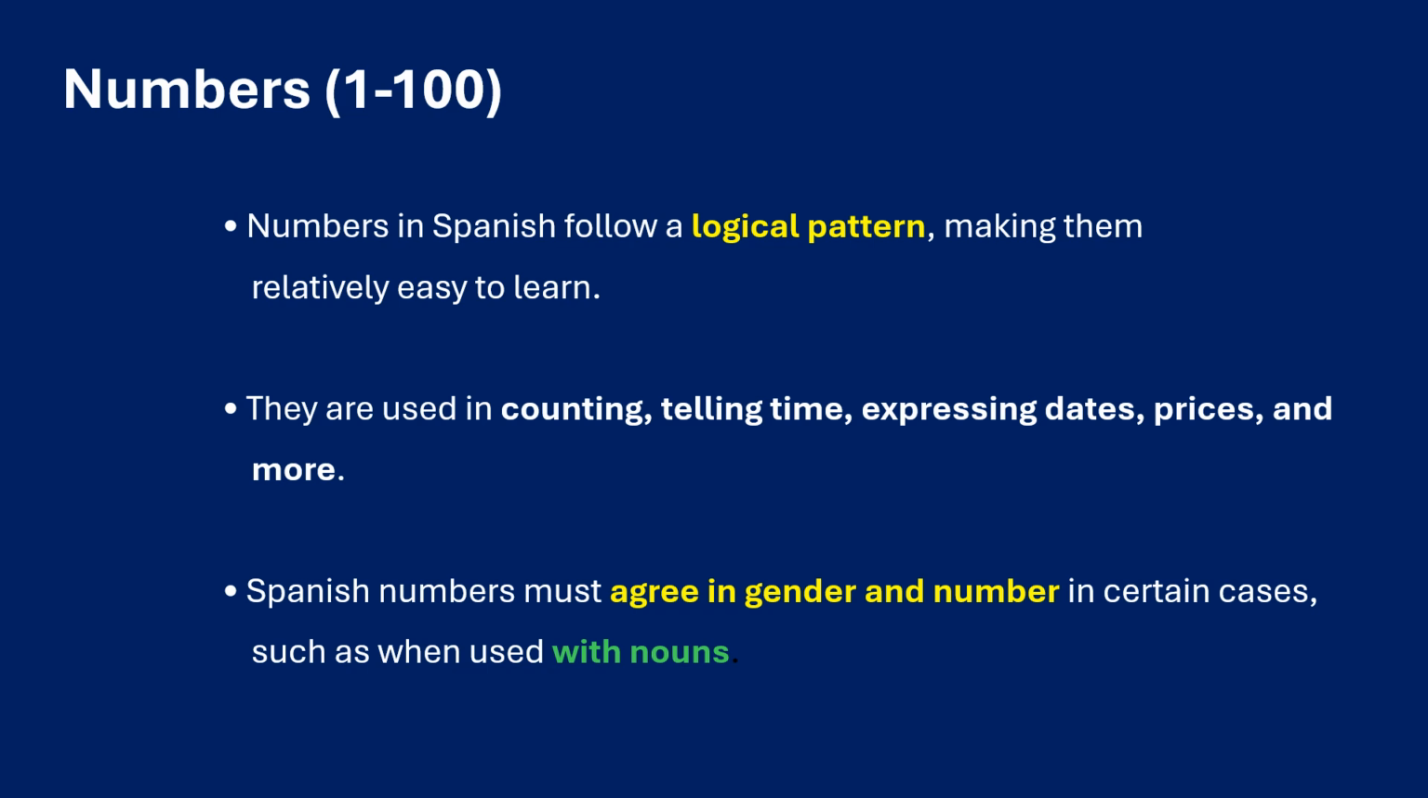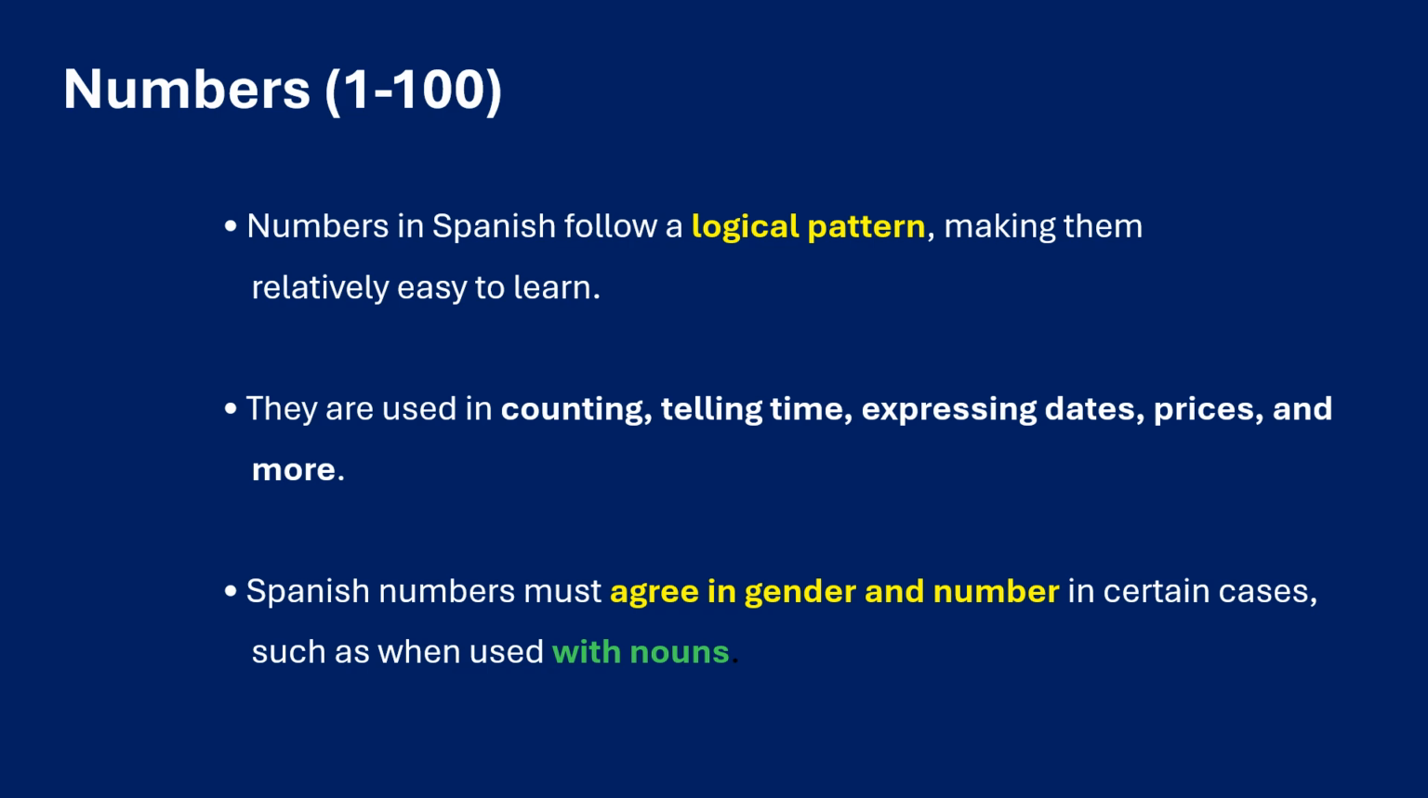Numbers are the foundation of daily conversation. From uno to diez, then on to veinte, cien, and beyond, they are essential in everyday conversation, shopping, or traveling. They are used in counting, telling time, expressing dates, prices, and so much more. Like our own Arabic numbers, Spanish numbers follow logical patterns, making it relatively easy to learn. There are some differences, however.